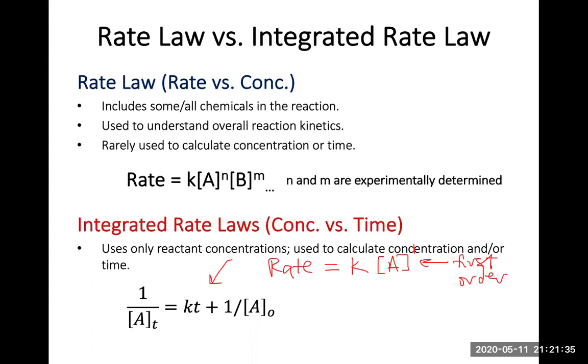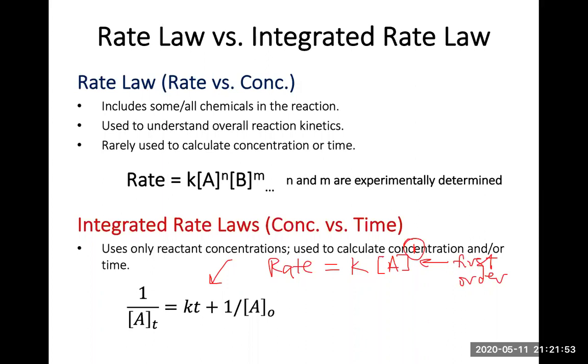First order because of this number 1 that's the exponent of A. And it's very simple, right? It only has one reactant. And that's true for all of these integrated rate laws. They're all going to have basically just one reactant, because the mathematical complexity really increases if you start to deal with multiple reactants at the same time in an integrated rate law.